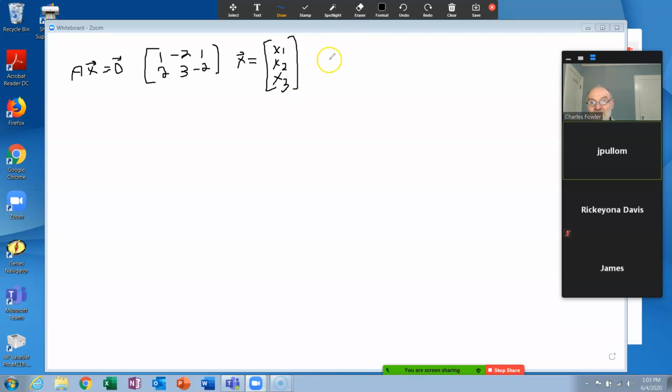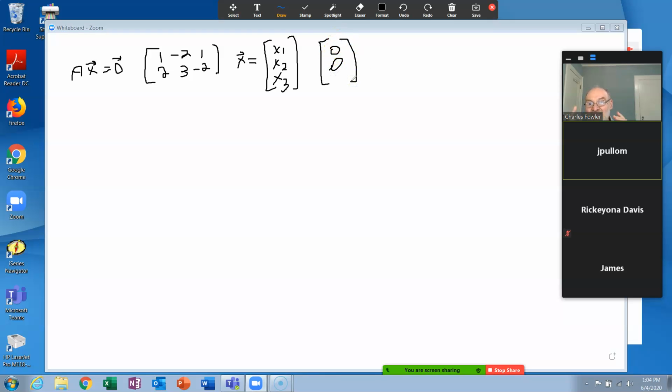Okay? And of course, the 0 vector is the same size, with the same number of entries as you have rows here, not columns, but rows. Because you see, this would represent x1 minus 2x2 plus x3 is equal to 0, and 2x1 plus 3x2 minus 2x3 is equal to 0. So there's only 2 zeros here. Not 3, 2. Because you only have 2 equations.